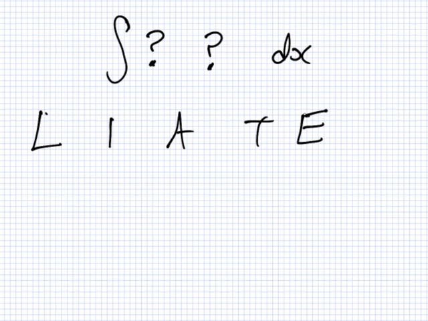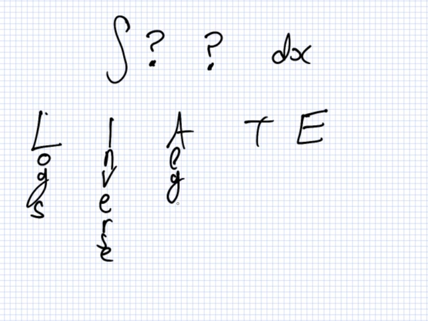Right, so the way this works is, the L means you should always write logs first before anything else. The I means you should always write inverse functions next. And by inverse functions, I mean sine inverse, cos inverse, tan inverse. A stands for algebra, or algebraic. So these are things like x, x squared, x cubed, and as you said, in fact, 1 over x and 1 over x squared.